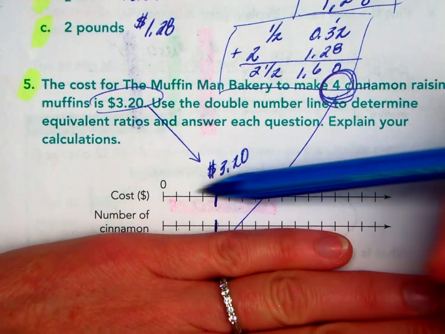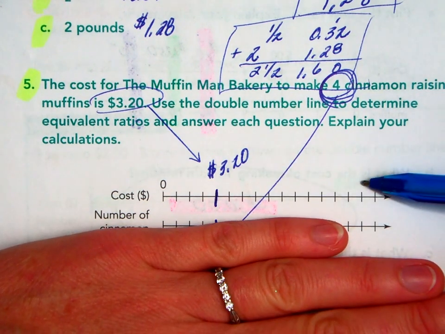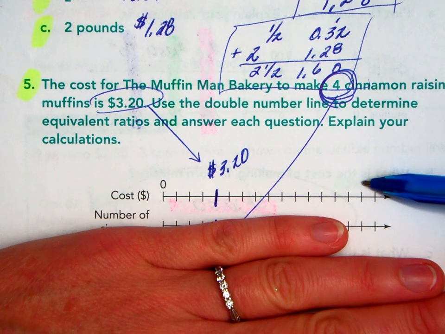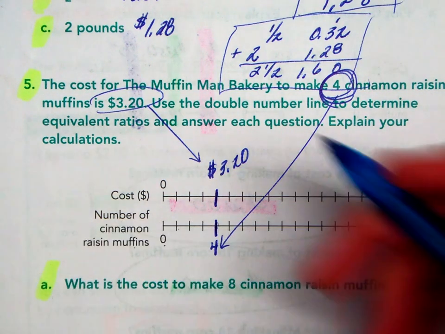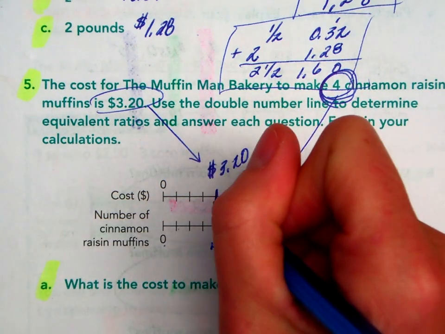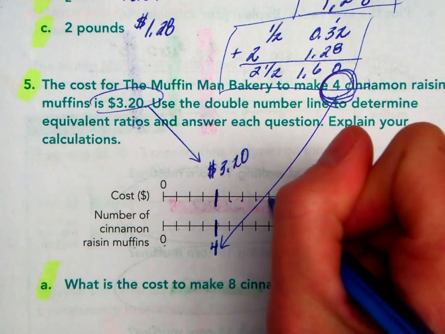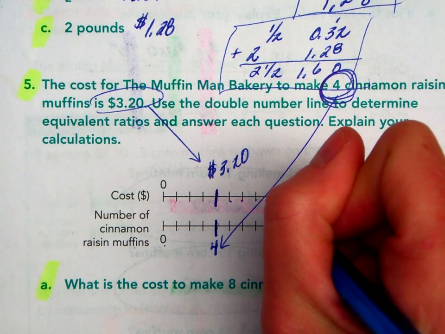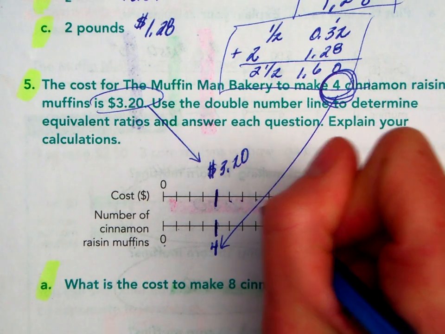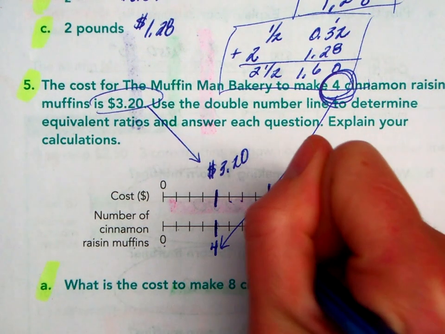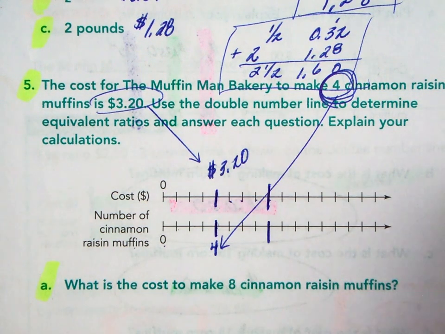What is the scale this one's counting by? If you said it's counting by $3.20, you're just about right. But be sure that if you're going to count by $3.20, that you skip 4 intervals. 1, 2, 3, 4. Couple ways we can handle that.